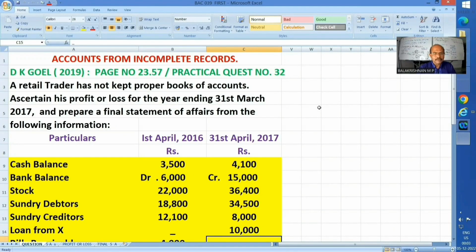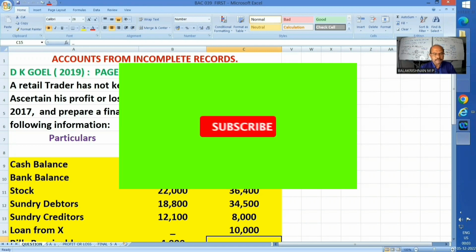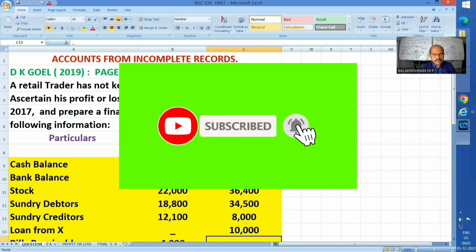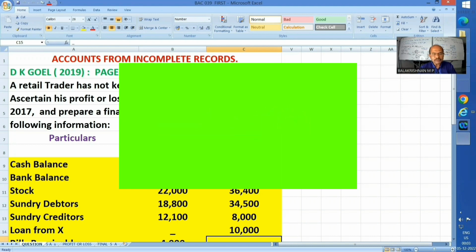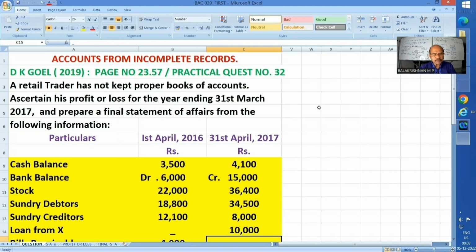Well, students, first question of the day. Question number 32, page number 23.57, DK Goel, edition year 2019. It's as follows. A retail trader has not kept proper books of accounts. Ascertain his profit or loss for the year ending 31st March 2017 and prepare a final statement of affairs from the following information. So, opening statement information as well as closing statement information has been given.